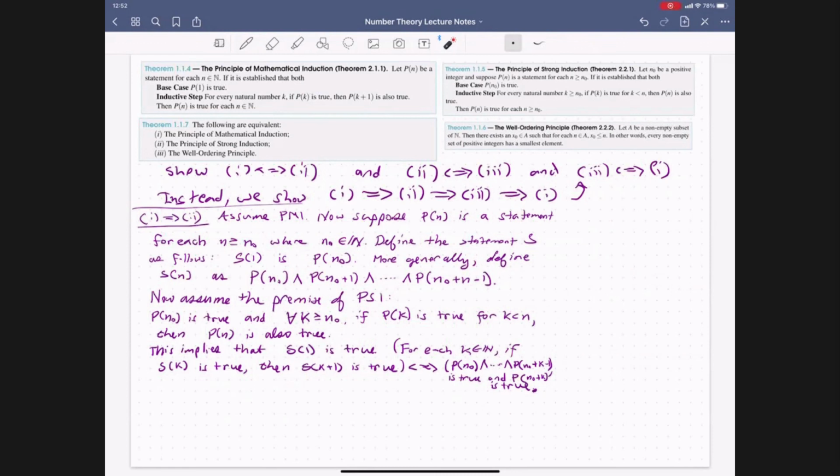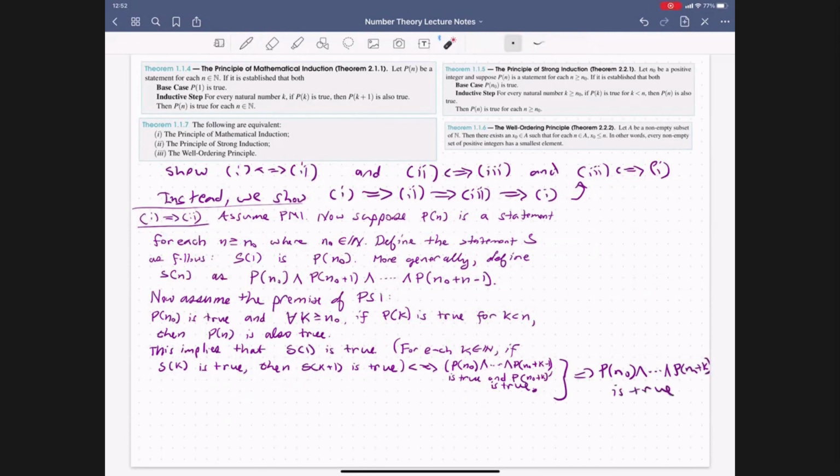So we know that P of n naught, so everything all the way to k, so P of n naught plus k, all of these statements are true. And then the conjunction is true only if every term appearing in the conjunction is also true. So now, what do we have? When we translate this statement over here, that this is true, we end up concluding that P of n naught plus k is true. So in other words, this here implies that we can do P of n naught and P of n naught plus k is true.